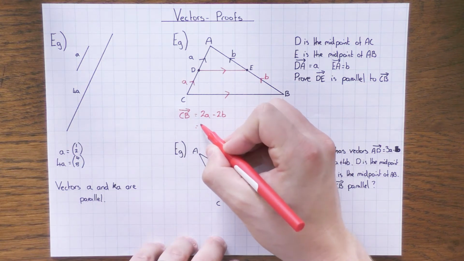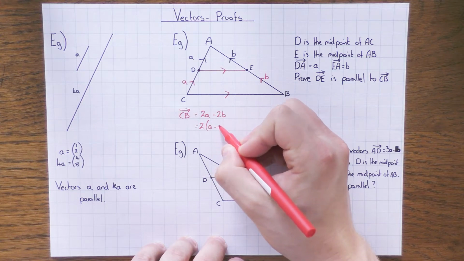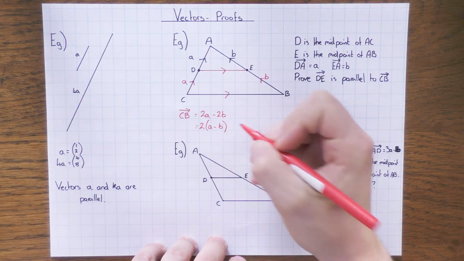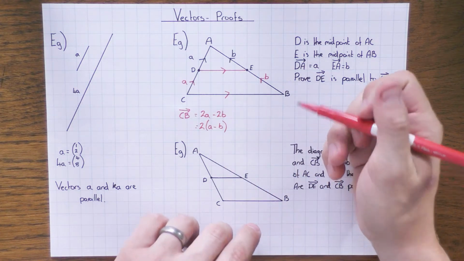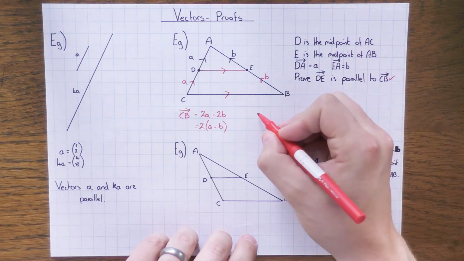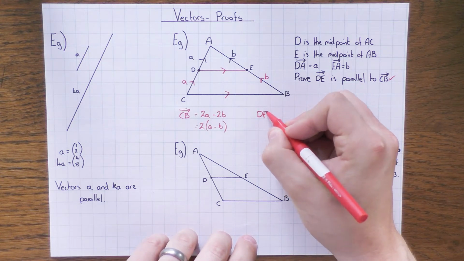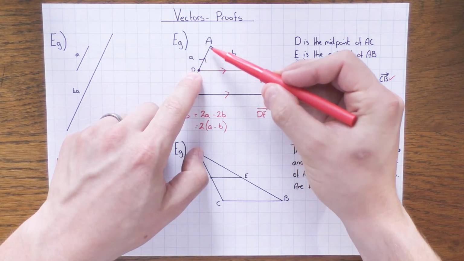And then if you factorise that, you take a 2 out, you have 2 and in brackets A minus B. So that's what we're aiming for, this A minus B. If we get that, they're parallel. So quite simply, we've worked out that one. Now let's work out DE. You could have done this one first, it doesn't matter. So D to E, I'm going to go that way, which is A.